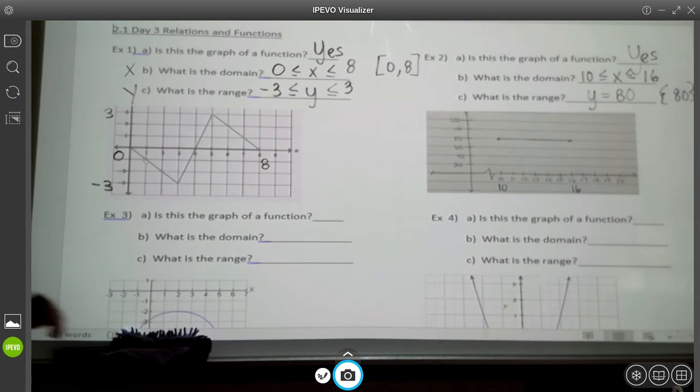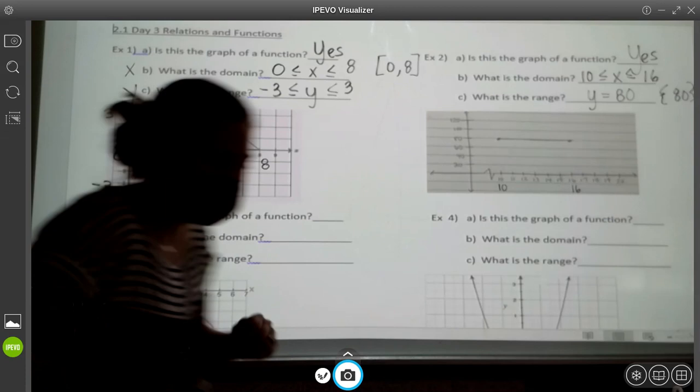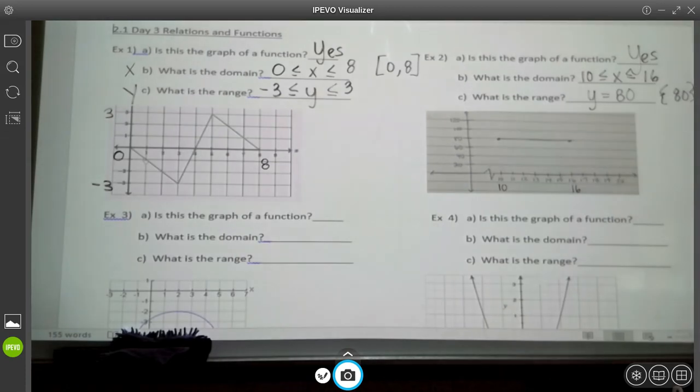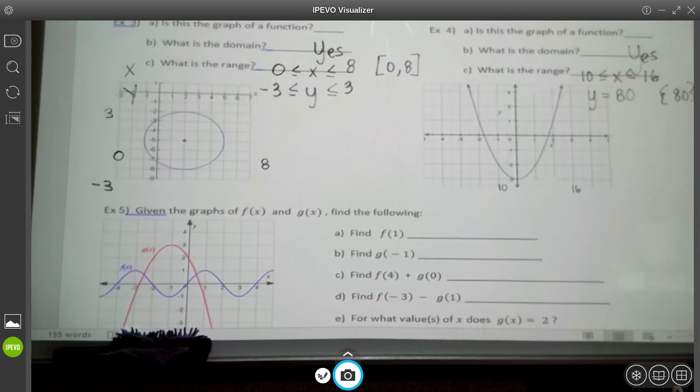Okay? All right, perfect. I want you guys to do number 3. Tell me whether or not it's the graph of a function, and then get me the domain and range.